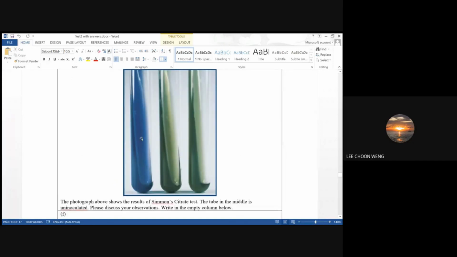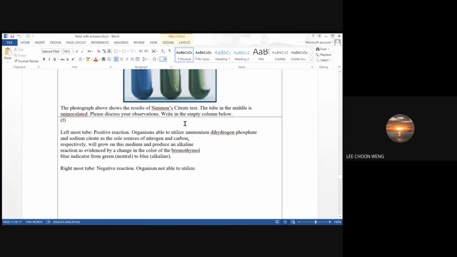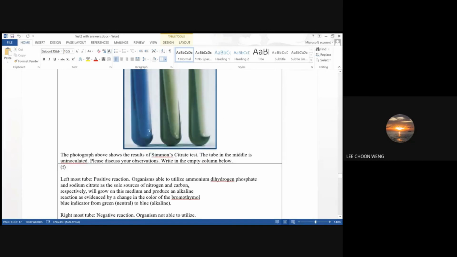So this shows the results of the Simmons citrate test. Here is the uninoculated, so this is very clear. Here it's positive, here it's negative. Okay, so it's bluish because it's a Simmons citrate test. So the only carbon source is citrate. That means it can break down citrate.